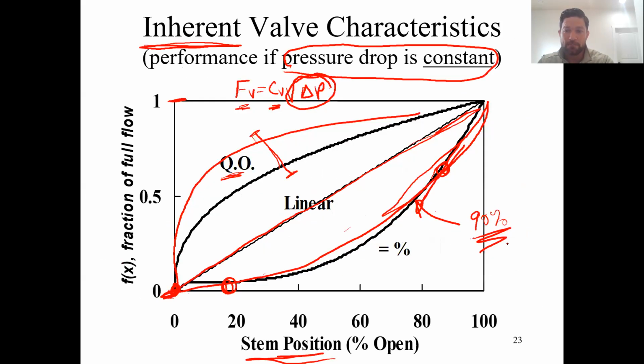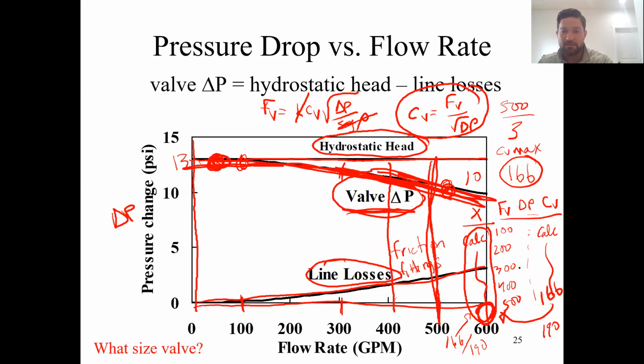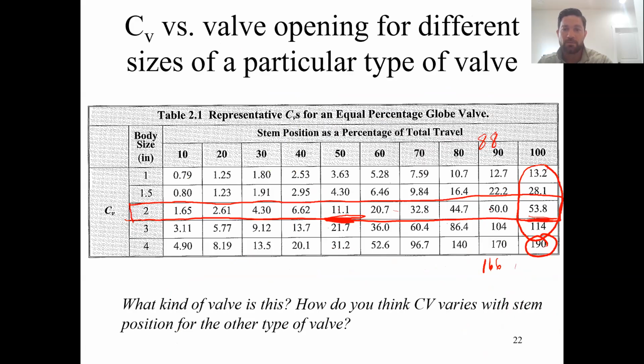If at some point on the system, like 300, we needed a much lower CV of, like 50, we again go down, read it off the chart, and then we would know that we would need to be about 59% open. So for equal percentage valves, once we calculate CV, we use the chart to get the stem position. For linear valves, we just use the ratio based on CV max. Okay.